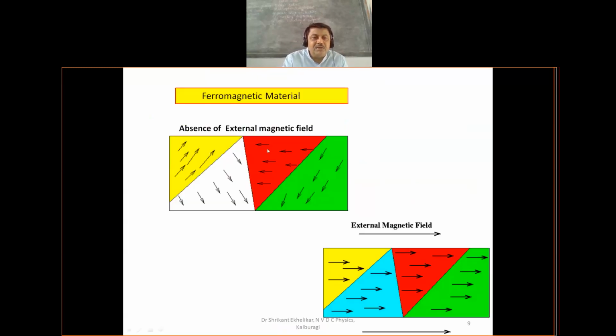So you can see ferromagnetic materials, these are the domains, and the dipoles in the domains are arranged randomly, in this direction, this direction, this direction. So when you place a ferromagnetic material in an external magnetic field, all the domains are arranged parallel to the direction of the field. This is the basic characteristic of ferromagnetic materials.